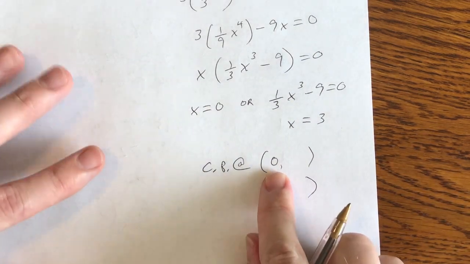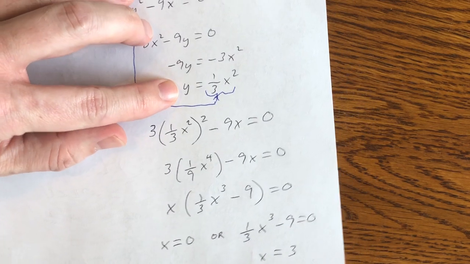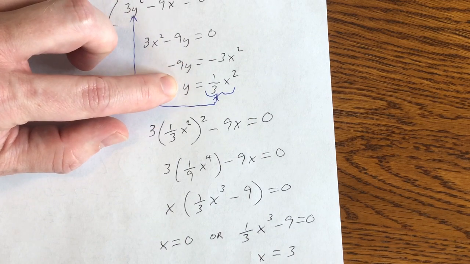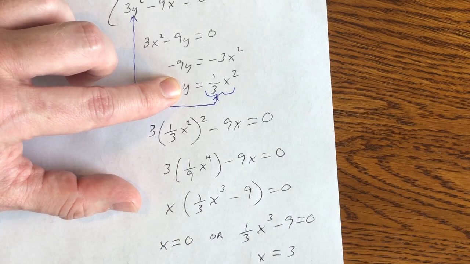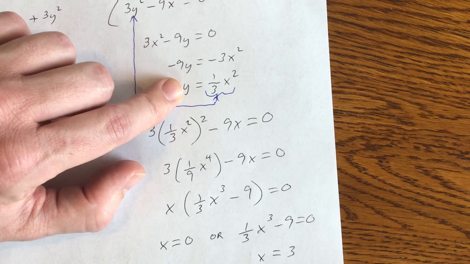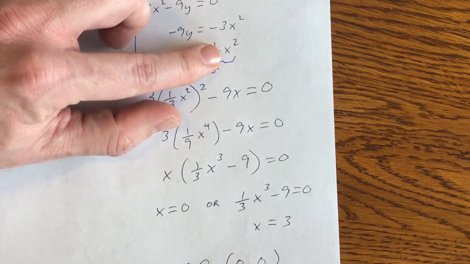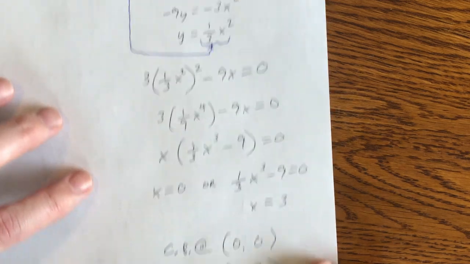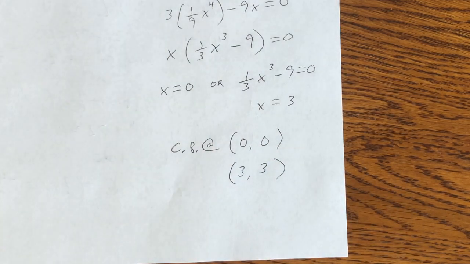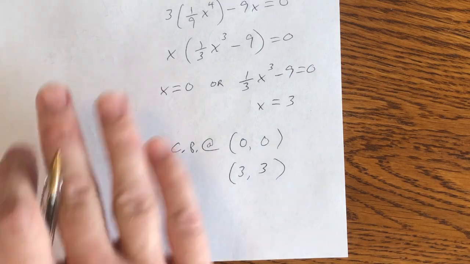Okay, so when x is equal to 0, we have to determine the corresponding y value. The easiest way to do that is to use this. Right there. So if x is 0, plug it in, you get 0 for y. If x is 3, well, what do you get? 3 squared is 9. 1/3 of 9 is 3. So these are your two critical points. At this time, you would go through the motions just like we've been going through. But this is probably the hardest part. Let's go ahead and finish this up.